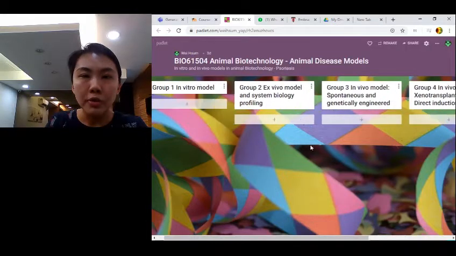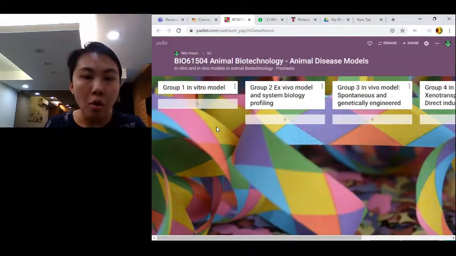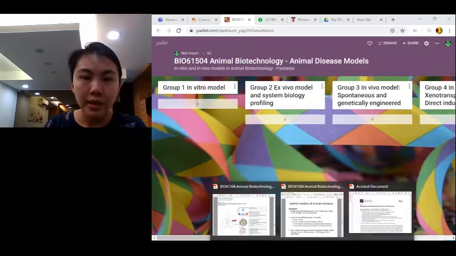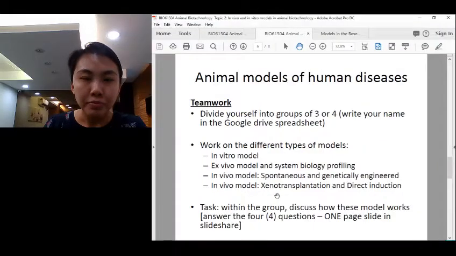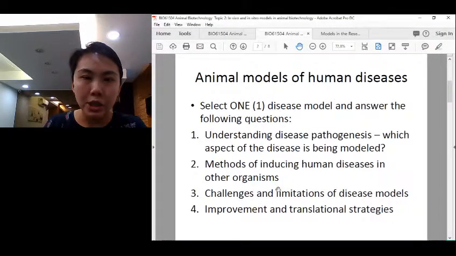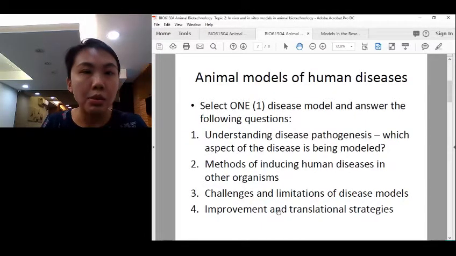Each group will need to answer the four core questions we have mentioned just now: how each model would be used to understand the disease pathogenesis, how the disease is being induced, number three, what the challenges are, and the fourth, the improvement and translational strategies. So this is the activity that you will need to do for this class.